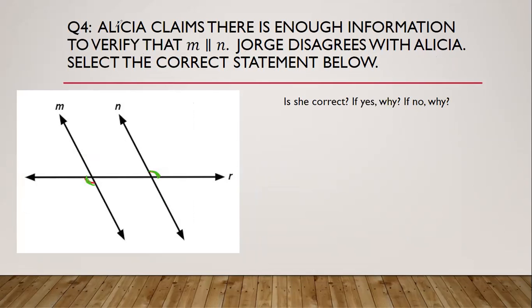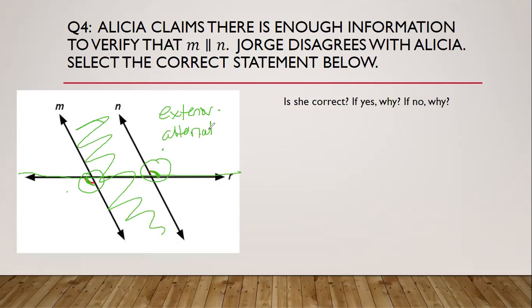What kind of angles are those? Okay, if we take a look, this angle and this angle, they are outside my two lines here. So they're exterior. They're also on opposite sides of the transversal. So they're alternate. But is any information given about M and N? The lines, no, we're trying to show that they're parallel.